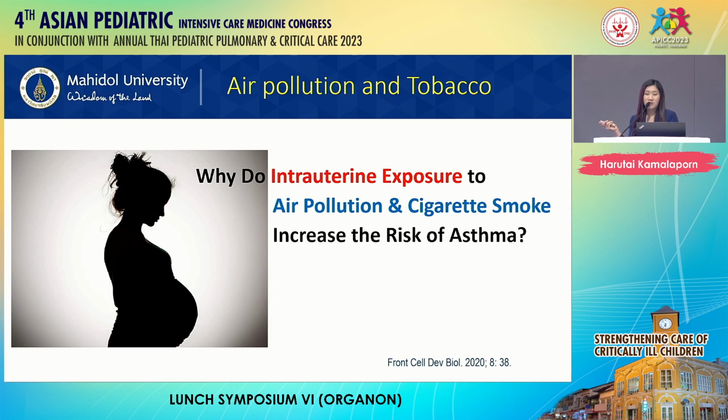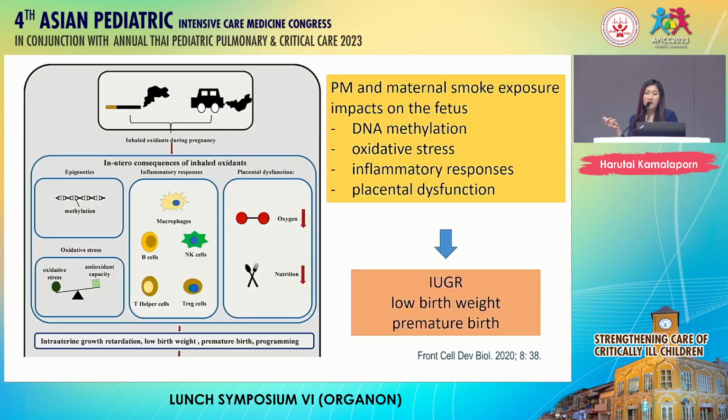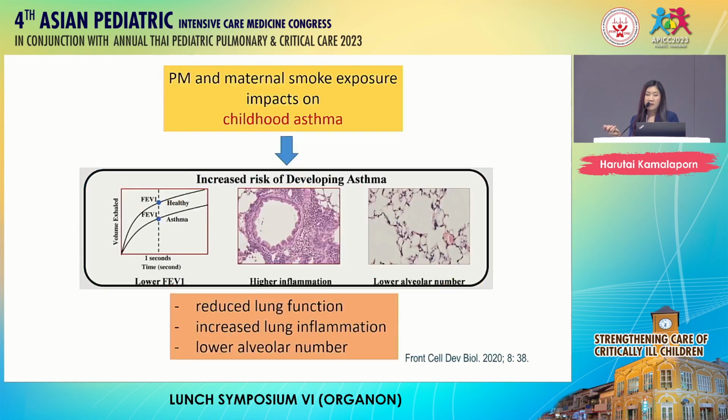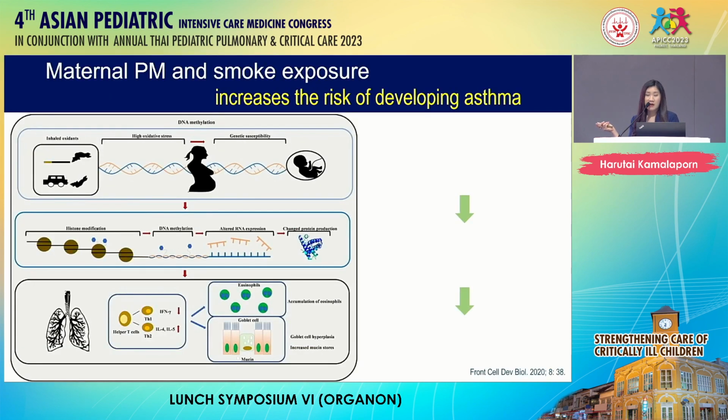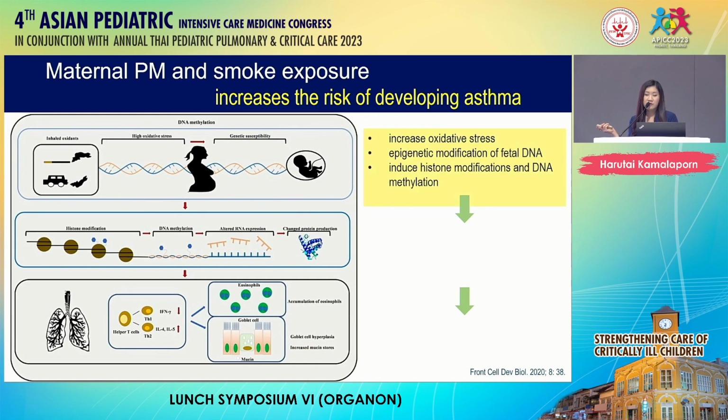And air pollution and tobacco, as I mentioned before. If the pregnant woman has contact with PM, even the smoke from traffic, there is going to be a change in the DNA that impacts the fetus because of DNA methylation, oxidative stress, and placental dysfunction, leading to IUGR, low birth weight, and premature birth. Premature birth is not good because they're going to have low lung function, increased inflammation, and a lower alveolar number. That's not good for the lungs and the health of the respiratory system.